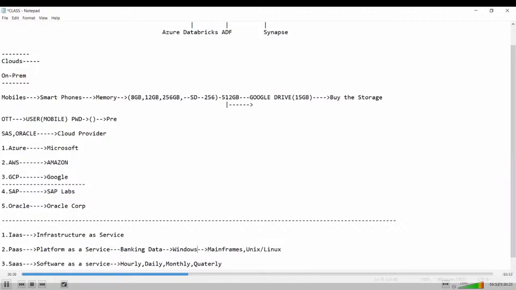Simply, we need to inform our cloud provider that instead of the Windows operating system, I want to run my machine on the mainframes operating system. So this operating system is provided by the service provider with a name called platform as a service. Getting my point, guys? Yes, getting my point.